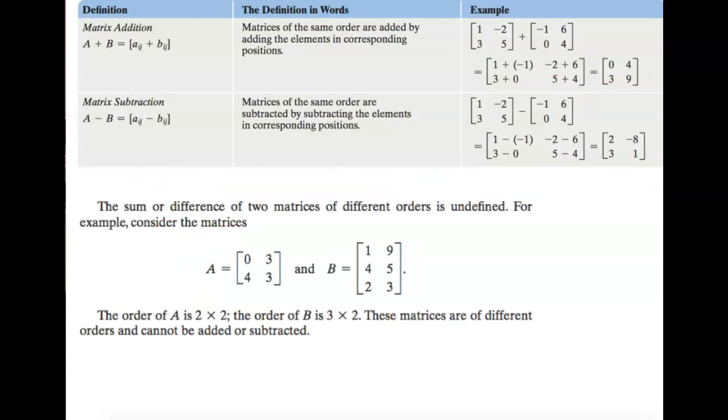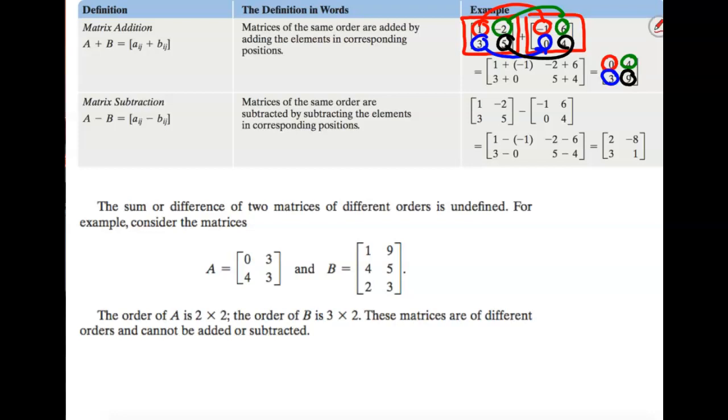So here are some rules for adding and subtracting matrices. If you add or subtract matrices, you add their corresponding elements. For example, here's a matrix adding another matrix. The process you go through is you add those two corresponding elements together. So 1 plus negative 1 is 0. Then you add these two corresponding elements together to give you 4. Continue on. These are your corresponding elements, you add them together and you get 3. Last one, 5 plus 4 is 9. So that's your resultant matrix.